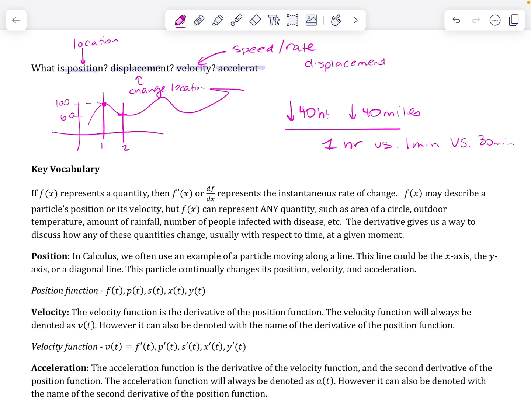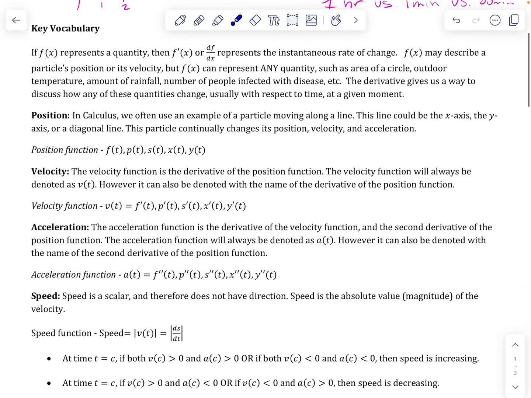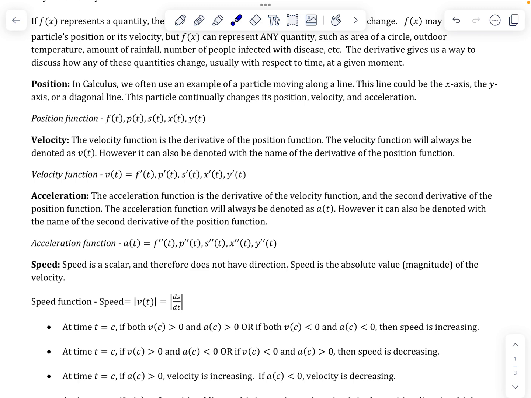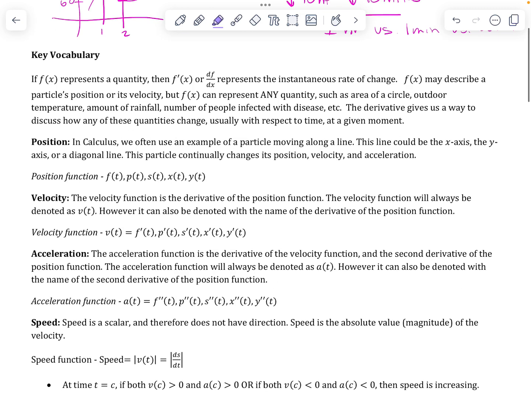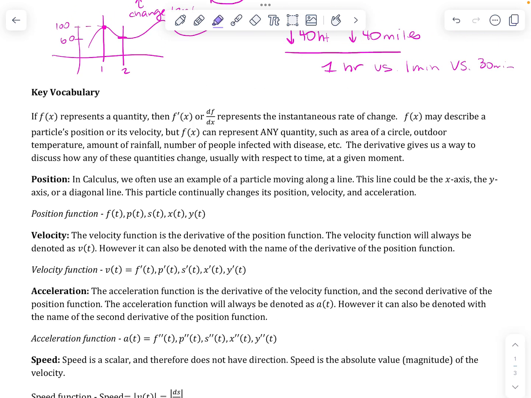And acceleration is how fast velocity is changing. So are you speeding up or are you decreasing your speed? Things like that, all right? So let's go through a couple of these things so that you can see it in the calc way. This is, again, what we're talking about: the idea that the derivative gives us a way to discuss how any of these quantities are changing, usually with respect to time at any given moment. So how fast is the position changing over time?